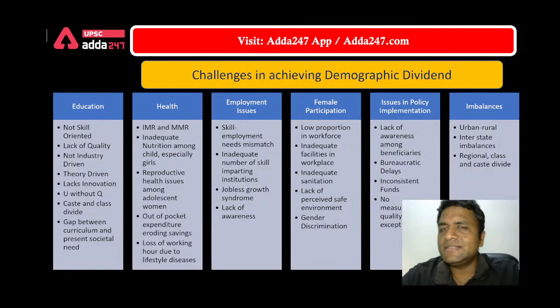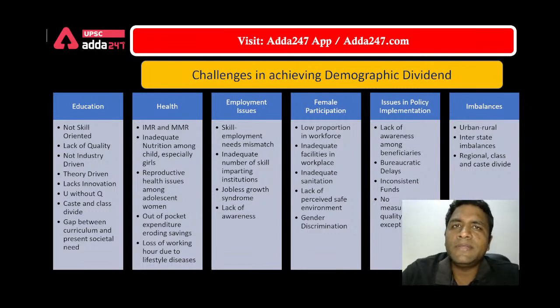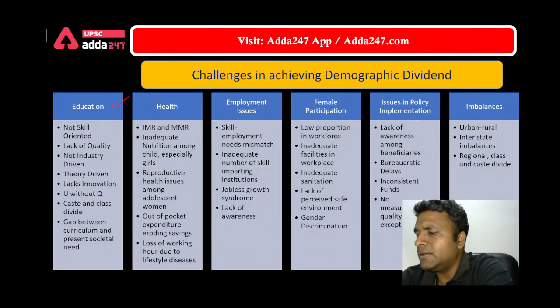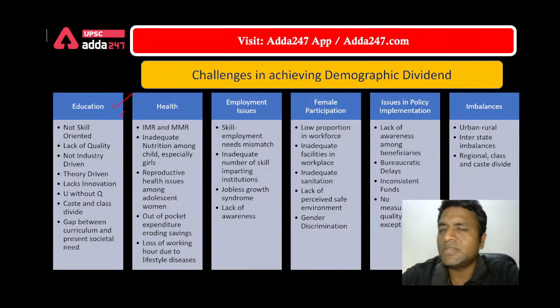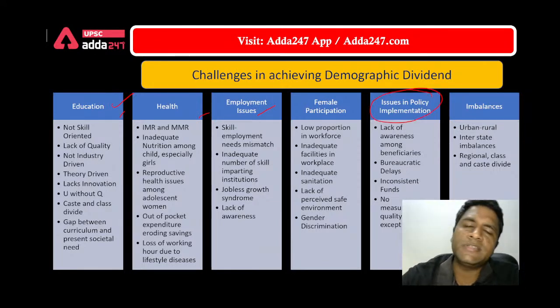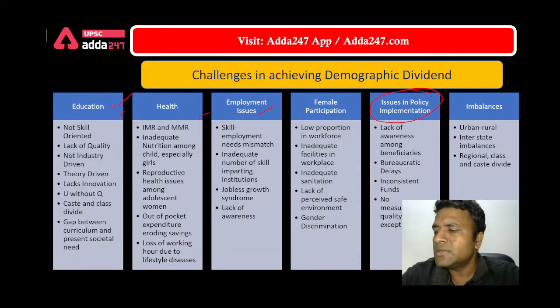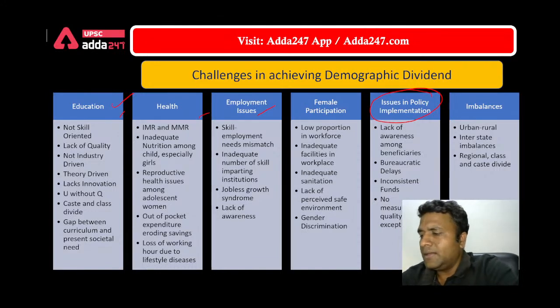Then what are the challenges in achieving these demographic dividends? So when you're talking about challenges, we can segregate it into different aspects. Let's suppose we can bisect it into education, health, employment, female participation ratio, and whatever the issues are there in policy implementation, and also the imbalances that are being observed. First of all, let's talk about education or health, because those are the major things that affect this demography.